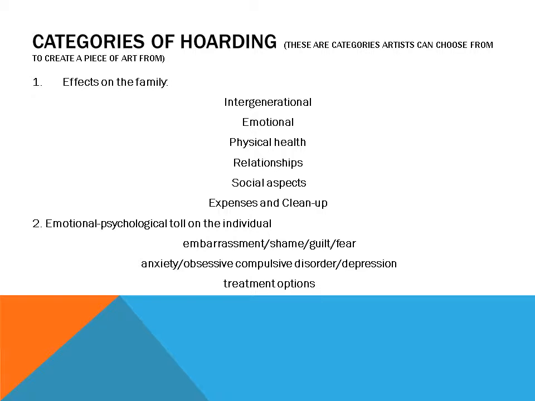I'll be talking about the 7 categories of hoarding. The first category is the effects on the family. Some of these effects include intergenerational, emotional, physical health, relationships, social aspects, and expenses and cleanup from a hoarder.